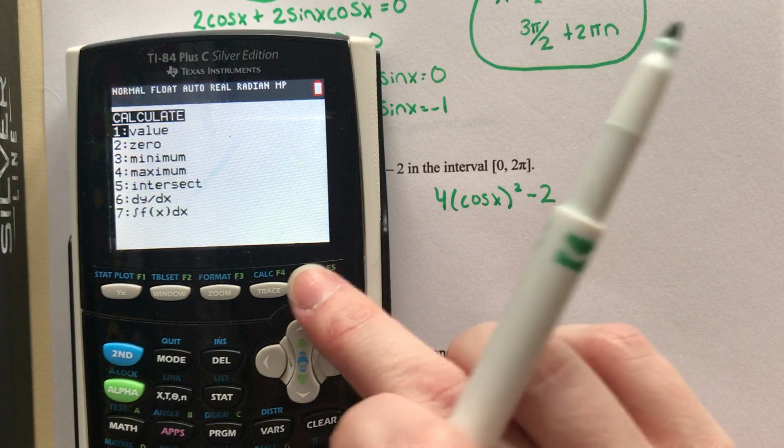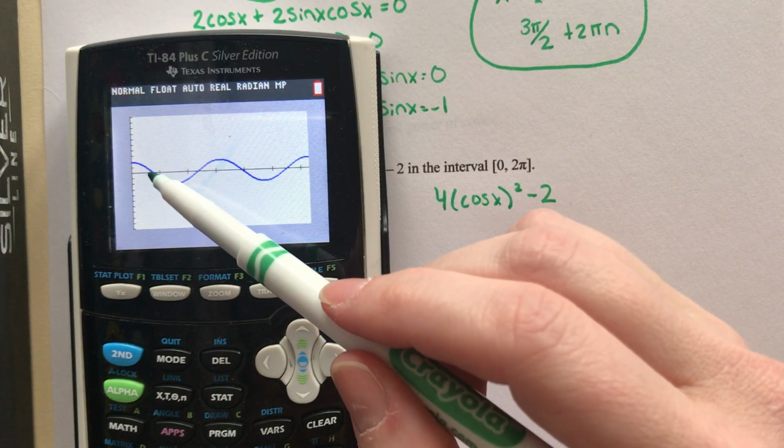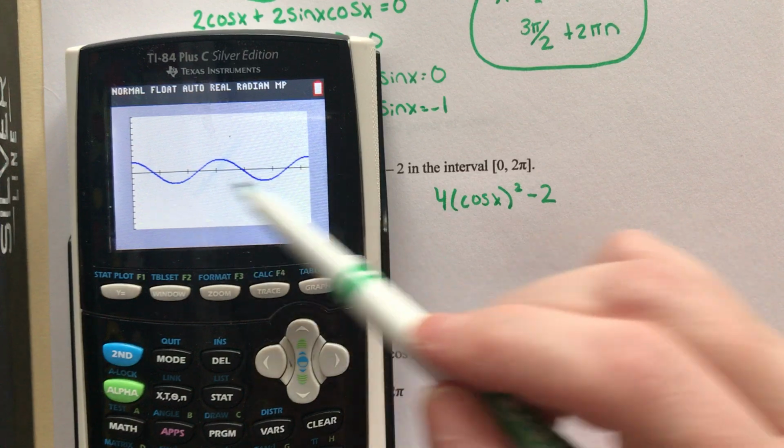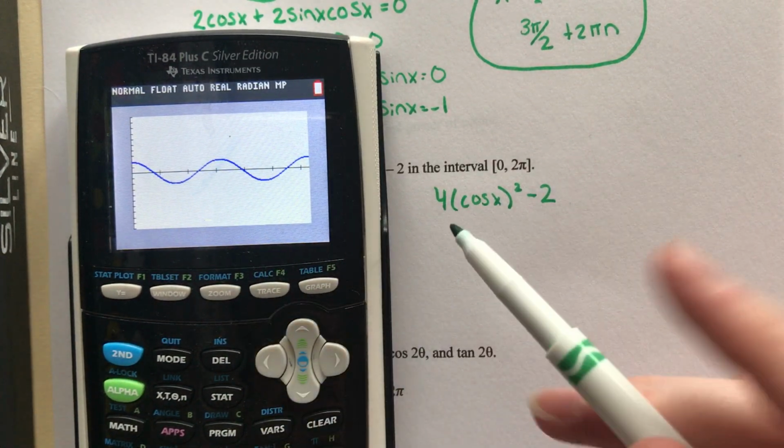So let's practice finding a 0 on this one. Let's find the first 0, which would be right here. This graph has 1, 2, 3, 4 zeros that occur between 0 and 2 pi, so 4 answers. So let's just find one of those answers.